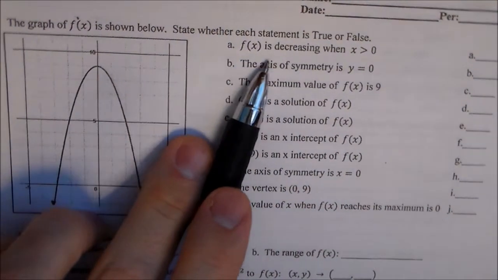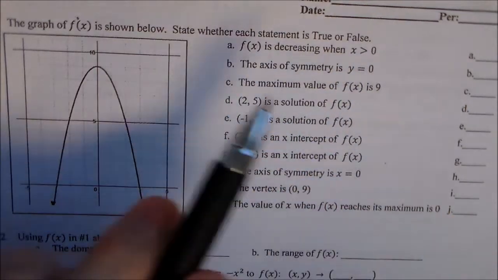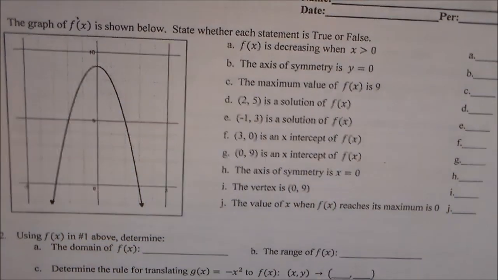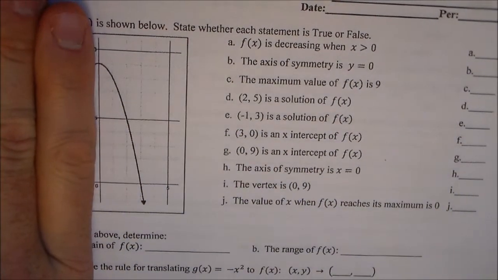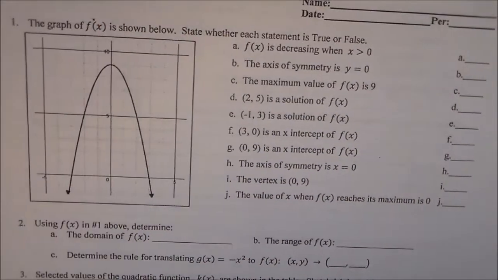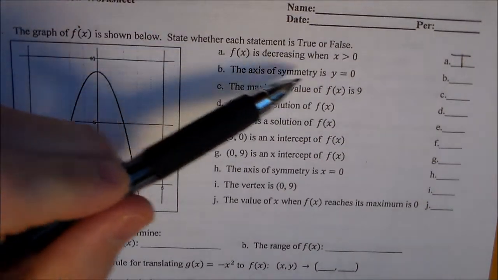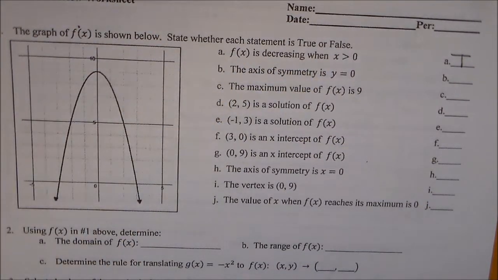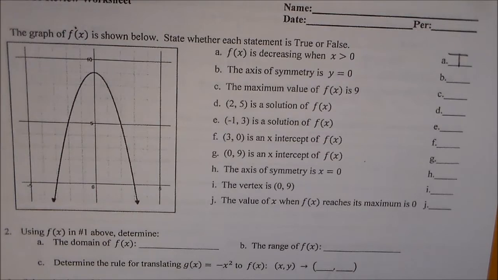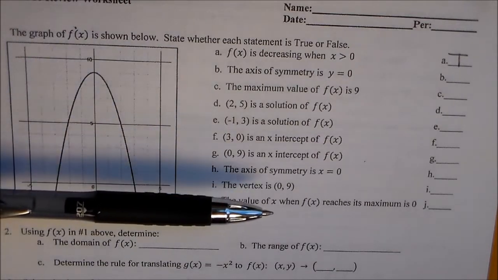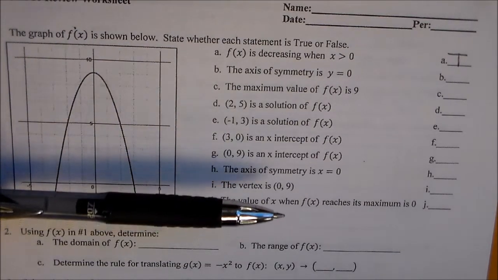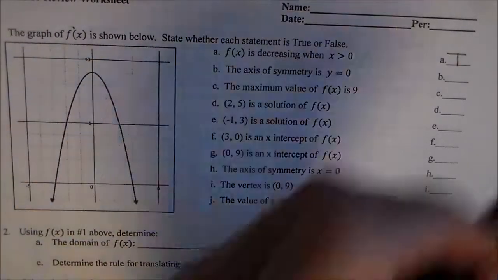So first off, f of x is decreasing when x is greater than 0. So if we look at when x is greater than 0, so that's on the right side of the graph, it is in fact decreasing because the graph is going down. So that is true. The axis of symmetry is y equals 0. Now y equals 0 is when all y values are 0, and that is a horizontal line. So that is false. That is not the axis of symmetry.